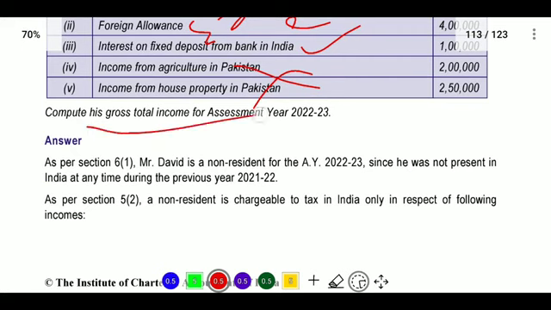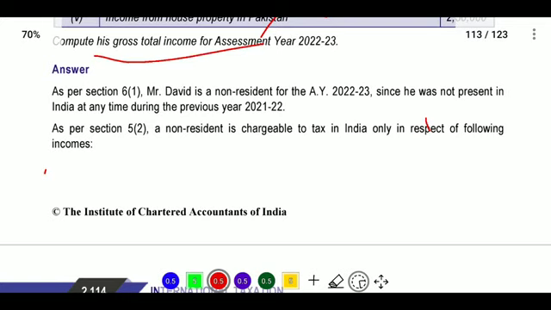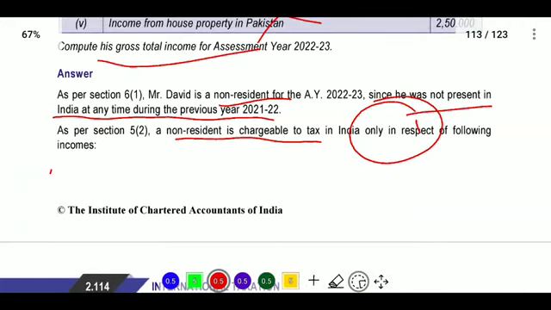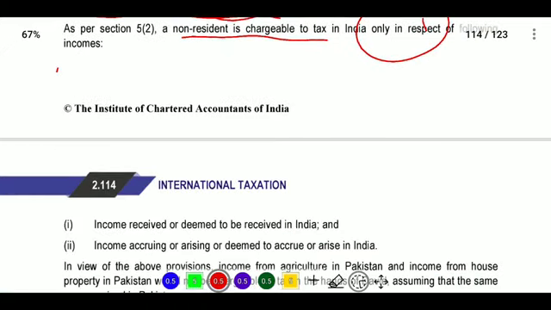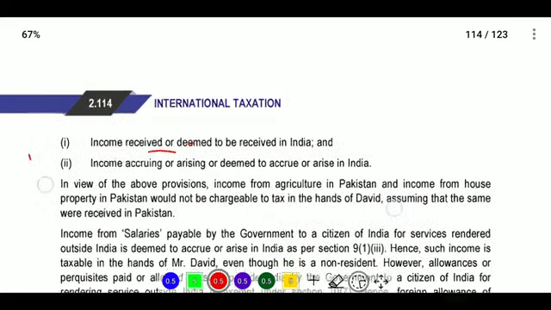Next, computing gross total income for assessment year 22-23 as per section 6(1). Mr. Dravid is a non-resident for assessment year 22-23 since he was not present in India at any time during the previous year, and as per section 5(2), a non-resident is chargeable to tax in India only in respect of the following incomes. Next, income received or deemed to be received, and income accruing or arising or deemed to accrue or arise in India, will be taxable in India.